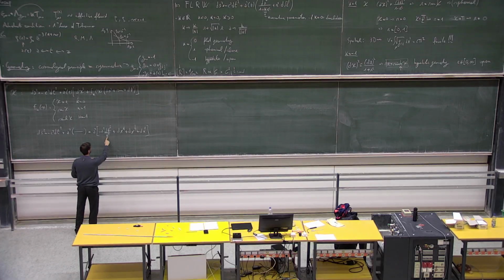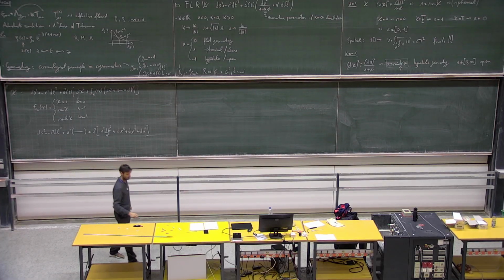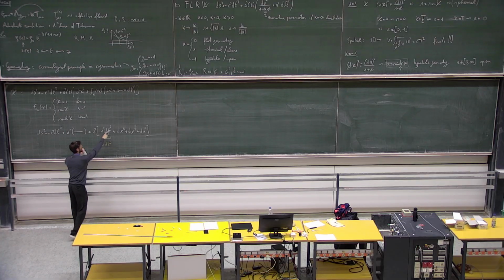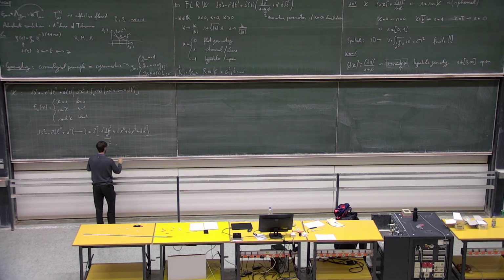And now look at this guy. The t over a, we can call it tau. So it is dt over a, all of it to the power of 2. We can call it d tau, and of course, to the power of 2. We call this time tau conformal time.